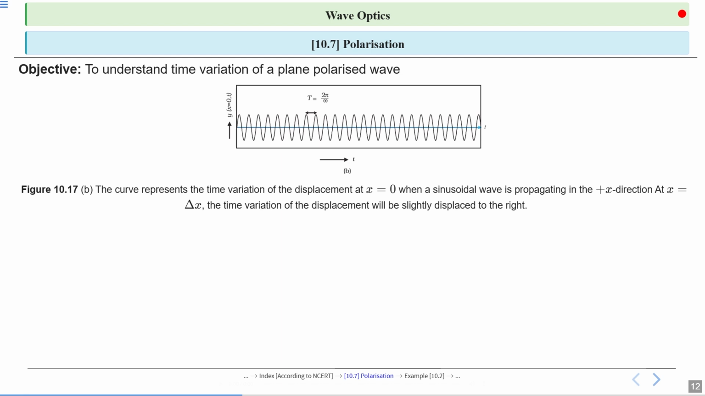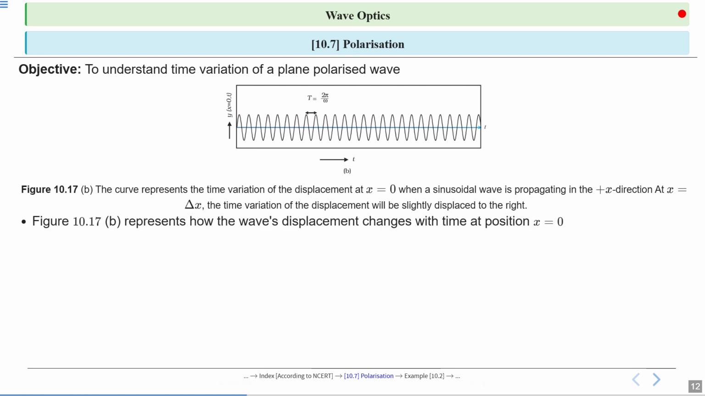Take a look at the image which shows a sinusoidal wave moving in the positive x direction. Notice how the curve represents the wave's displacement at x equal to 0. Let's focus on figure 10.17b. This figure illustrates how the wave's displacement changes over time at position x equals 0. Imagine this as a snapshot of the wave at a specific point. This displacement is a key characteristic of wave motion, showing us how energy is transferred through the medium.